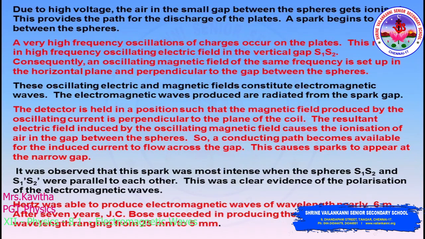One more important point: Hertz was able to produce electromagnetic waves of wavelength nearly 6 meter. After his studies on electromagnetic waves, within 7 years, J.C. Bose succeeded in production of EM waves of wavelength ranging from 25 millimeter to 5 millimeter.